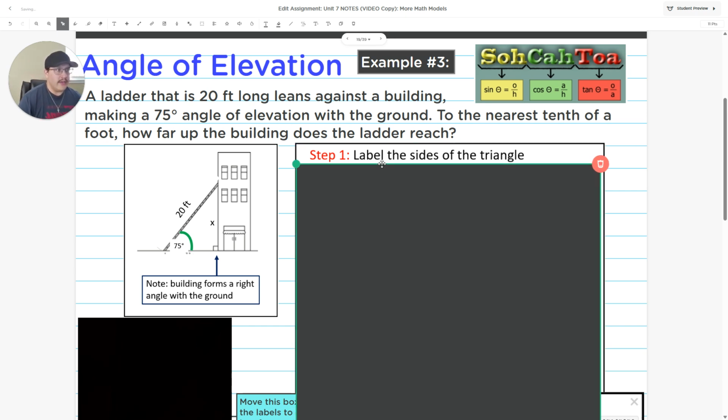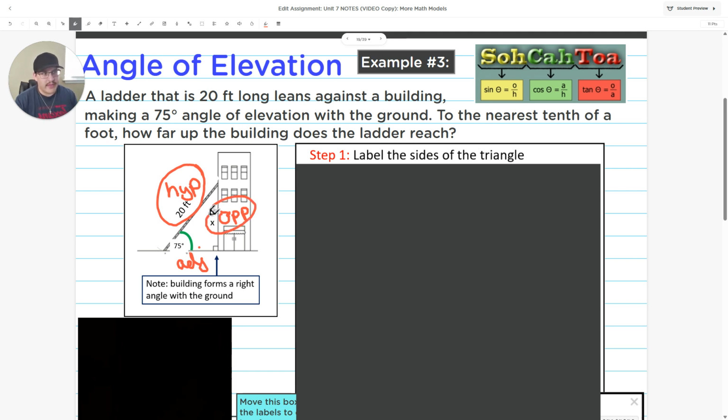First thing we need to do, after creating the image, is to label our sides. So from our reference angle, we know the opposite is this x value. The diagonal is always the hypotenuse. The side next to it is the adjacent. What sides do we care about? Well, we know the diagonal, the hypotenuse, is 20 feet, so we're going to find that. And then the opposite side, which is what the question is asking for, how far up the building the ladder is, is the next thing we care about.